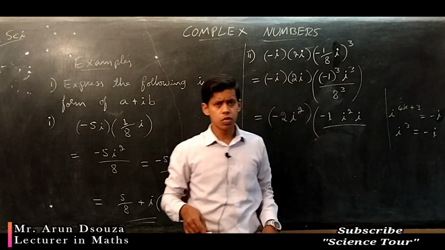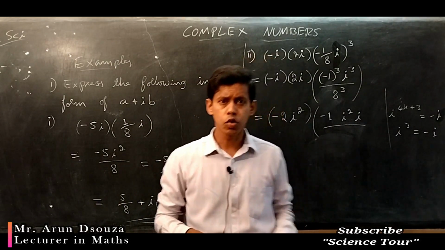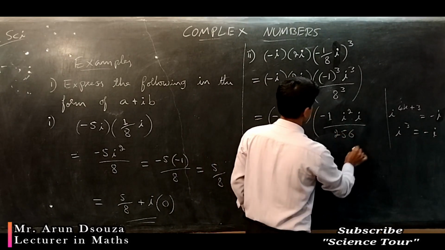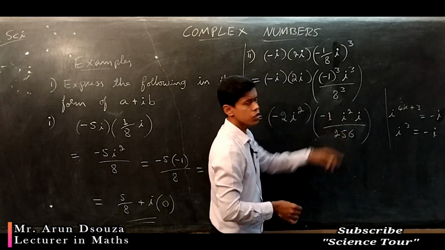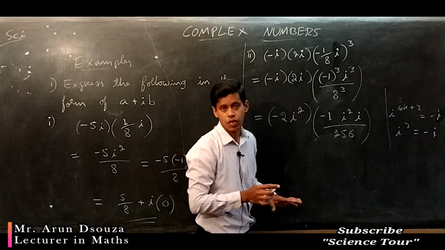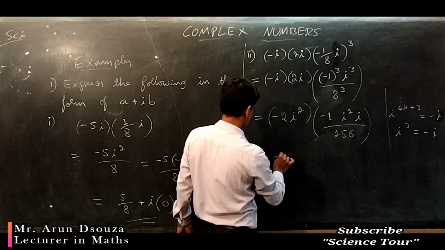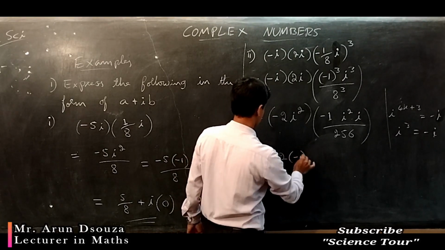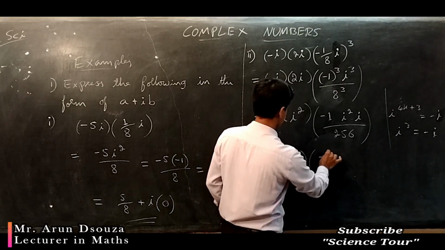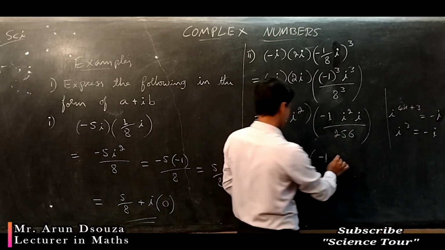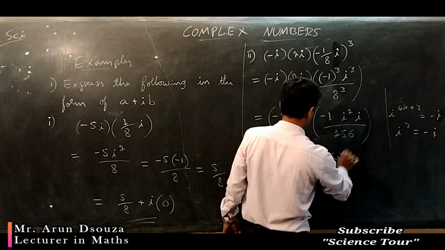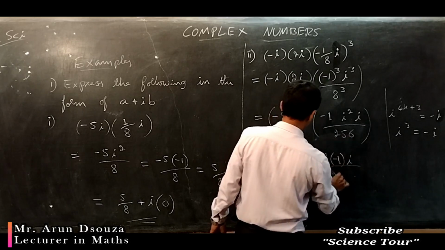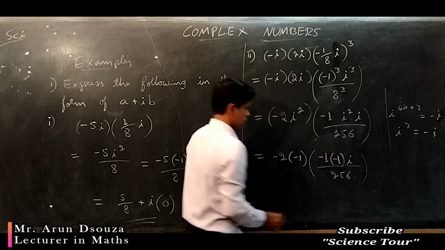see what is 8 cube. The next thing, how do you write 8 cube? 8 into 8 into 8, so that is 256. Well, now we will replace i square here and i square there. Okay, so this is minus 2i square. What is i square? Minus 1. So we will replace it now, and this is minus 1 here, and i square is again minus 1, and then this is i, okay, divided by 256.